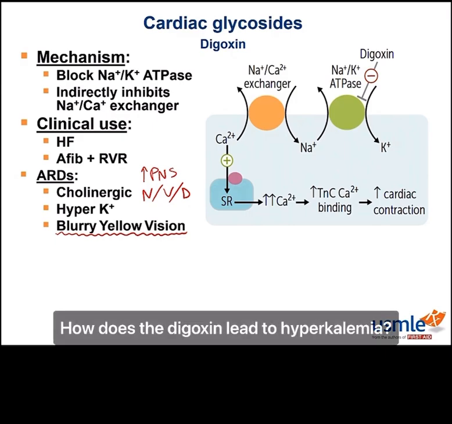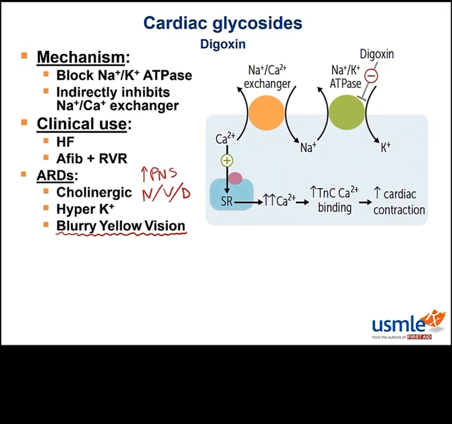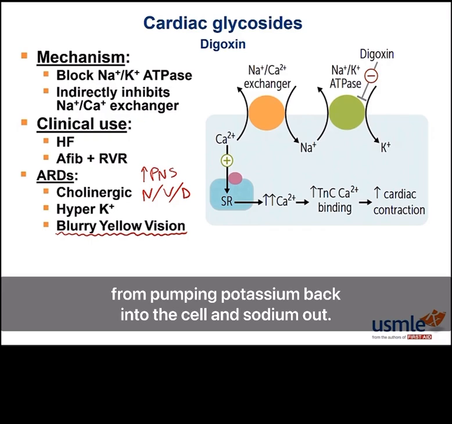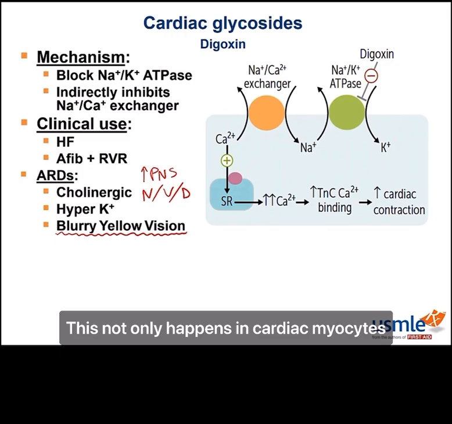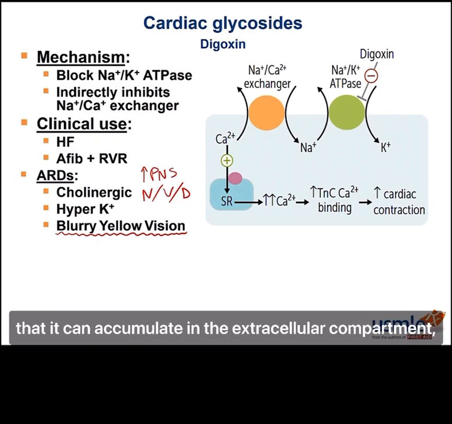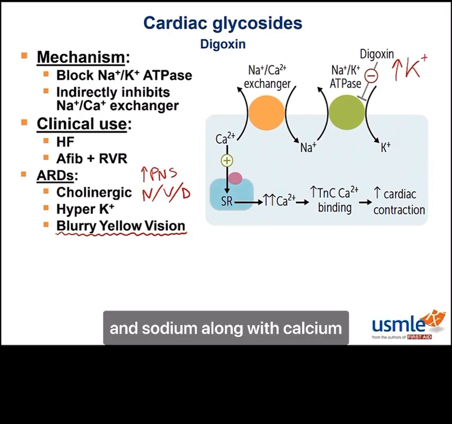How does digoxin lead to hyperkalemia? It prevents the sodium-potassium ATPase from pumping potassium back into the cell and sodium out. This not only happens in cardiac myocytes, but can also inhibit this pump on skeletal muscle. You can just imagine the amount of potassium that can accumulate in the extracellular compartment, and sodium along with calcium in the intracellular environment.